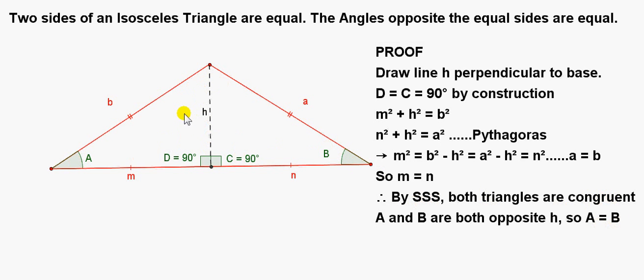Of course, we could go further and conclude that these two angles are the same. So not only is this line h a perpendicular bisector of this side of the triangle, it also bisects this angle up here.